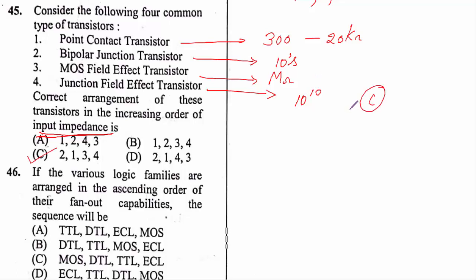Option C holds good. First is bipolar junction transistor, followed by point contact transistor. Next one will be MOS field effect transistor. Next one will be JFET.